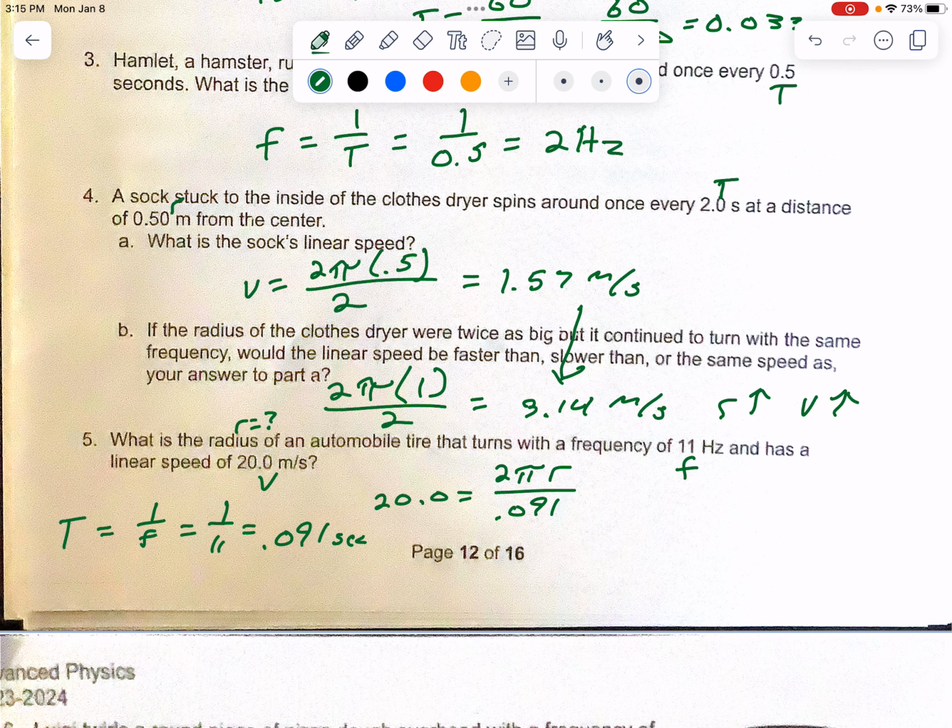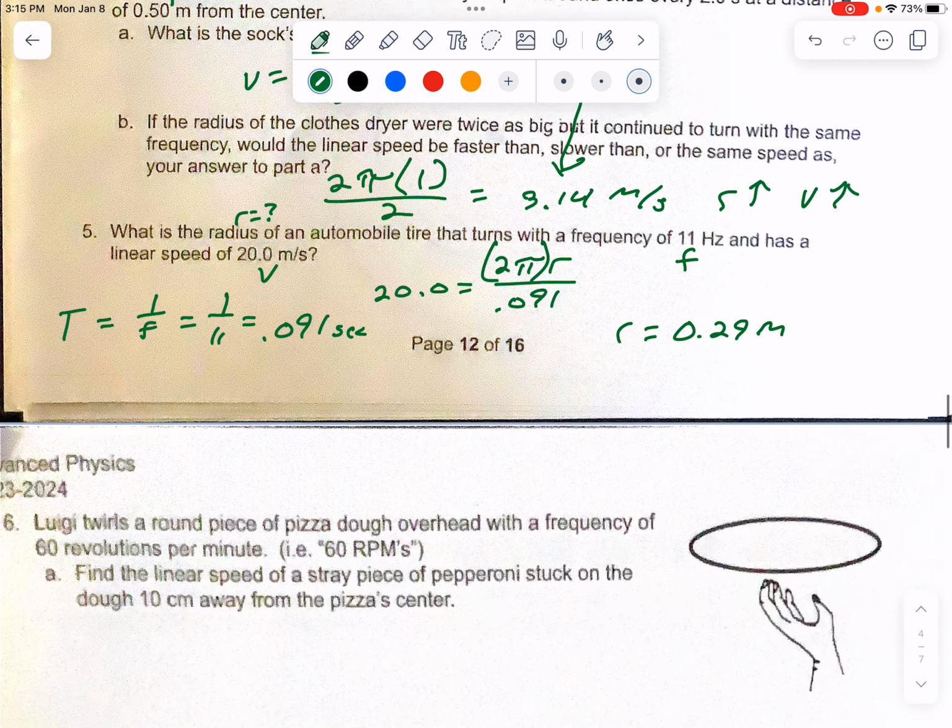So we're going to multiply both sides by 0.091 and then divide both sides by 2 pi. Just be careful with your calculator. We've seen some mistakes if you don't use parentheses right here. It divides by 2 and then multiplies by pi. So just be careful with your answer. You should get a radius of 0.29 meters.